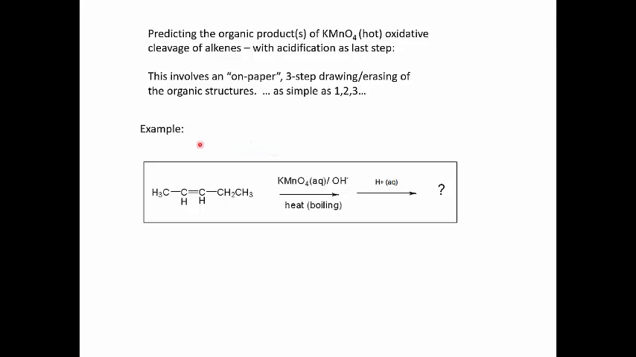Let's take this alkene shown here to illustrate it. So we have our starting alkene reactant, allowing it to interact with aqueous KMnO4 with hydroxide, and of course the important process of heating it to boiling. And then of course for the product we're going to get, we do an acid workup. We add hydrogen ion. The product or products that we're going to get are carboxylic acids, but what is the structure of those?